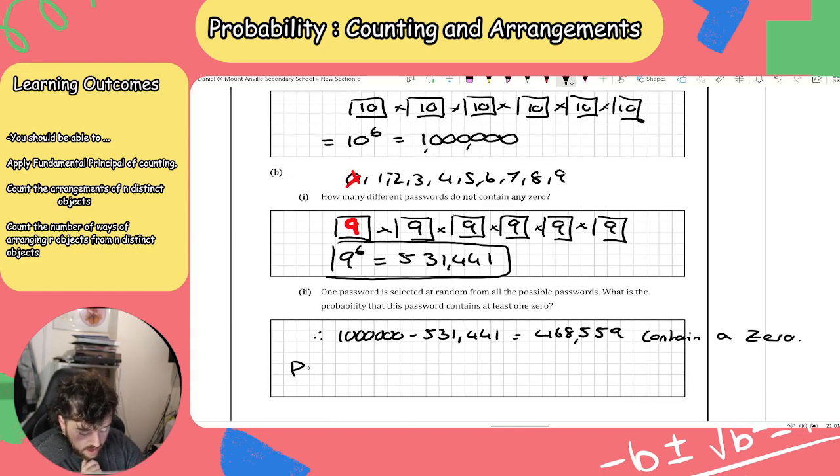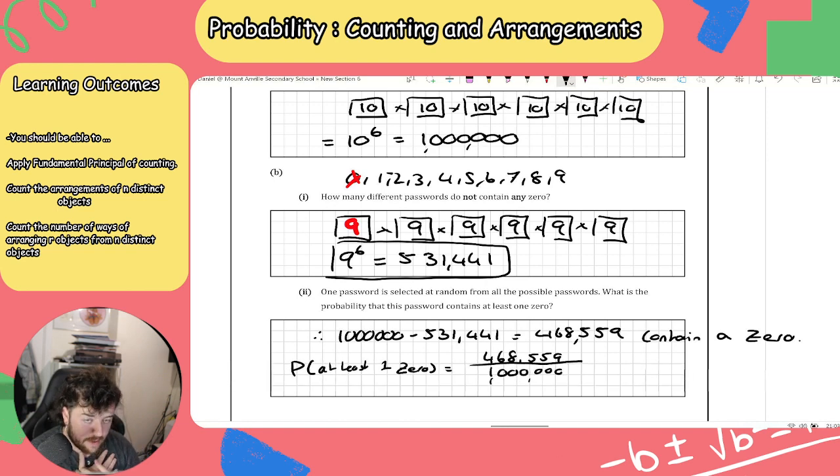So the probability of at least 1 zero is going to be 468,559 all over 1,000,000. So I have 1,000,000 possible passwords, and 468,559 of them contain a 0.